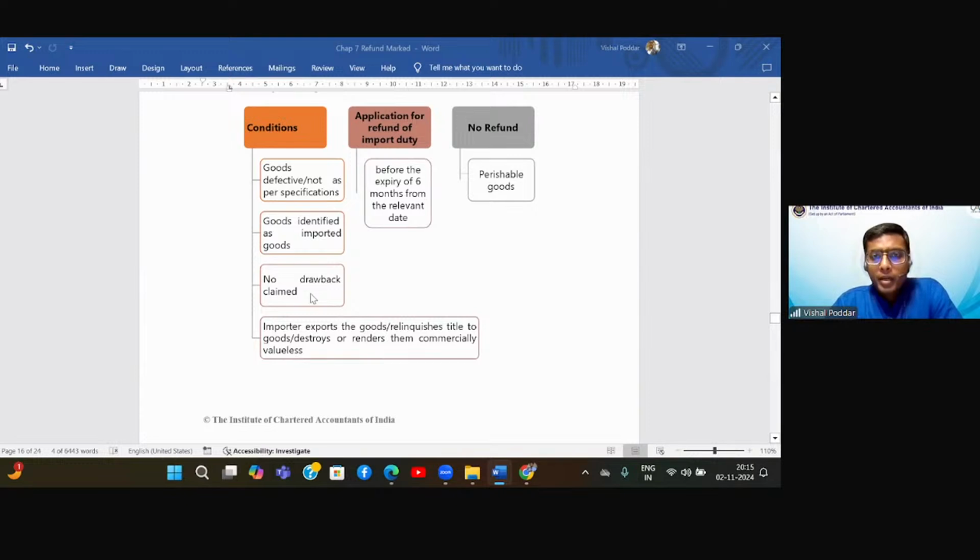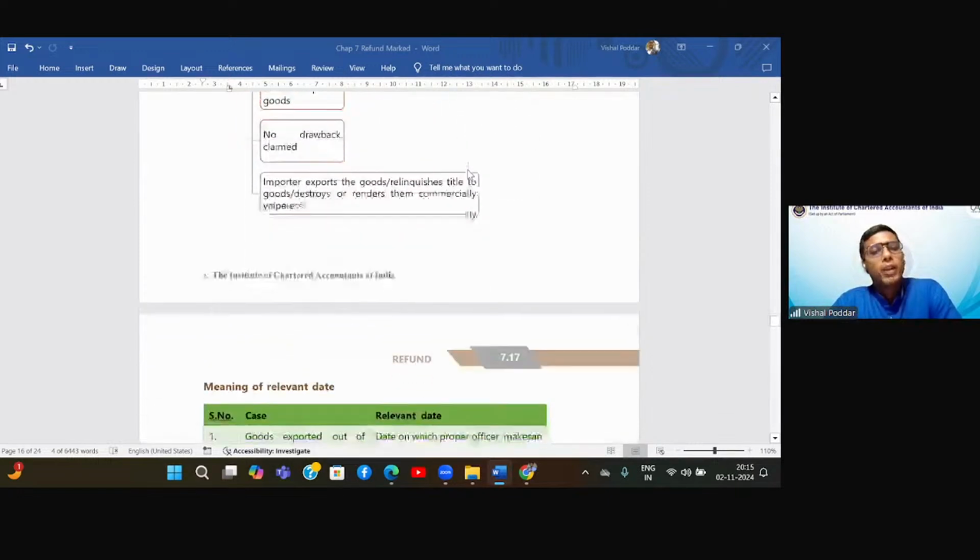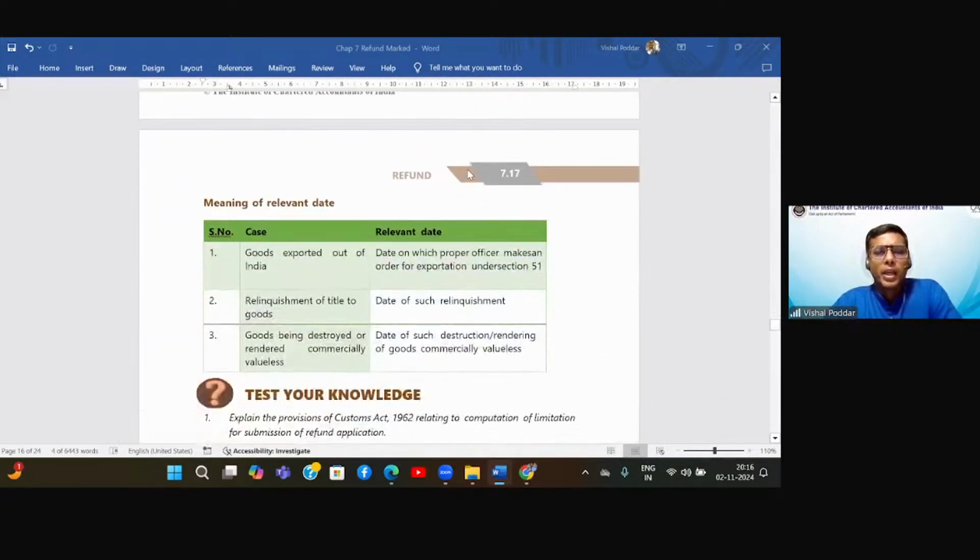You have not claimed any drawback at the time of export, because if you are claiming drawback, already the import duty is given back to you. So now you cannot claim the same duty as refund. An importer exports the goods or relinquishes the title, etc. This is what we have discussed. Most important, if these are perishable goods and you did not clear it in time, now you cannot get the benefit of 26A.